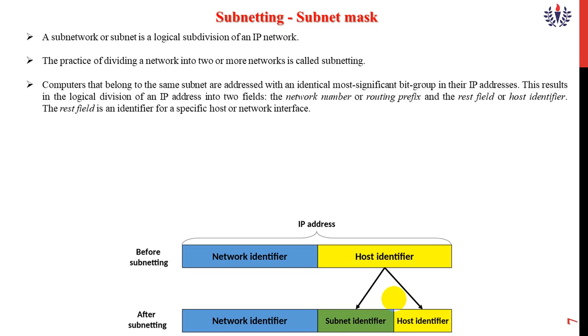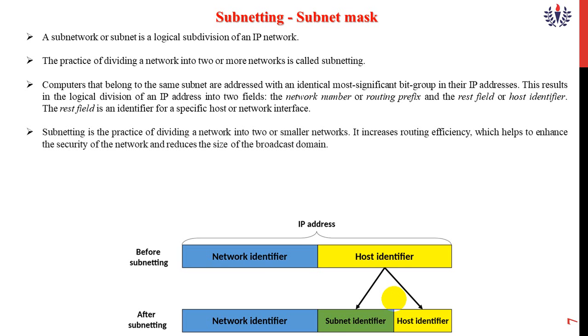Computers that belong to the same subnet are addressed with an identical most significant bit group in their IP addresses. This results in the logical division of an IP address into two fields. The first field is the network number or routing prefix, and the rest field is the host identifier. The rest field is the identifier for a specific host or network interface.